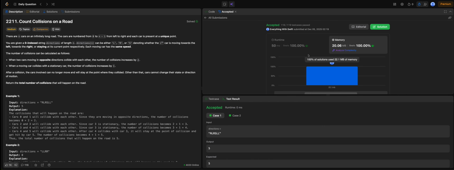Unfortunately, I don't have LeetCode Premium, so I cannot see it. So I'm pretty sure that is O of n for the time complexity and O of 1 for the space complexity. Yeah, that's pretty much it.